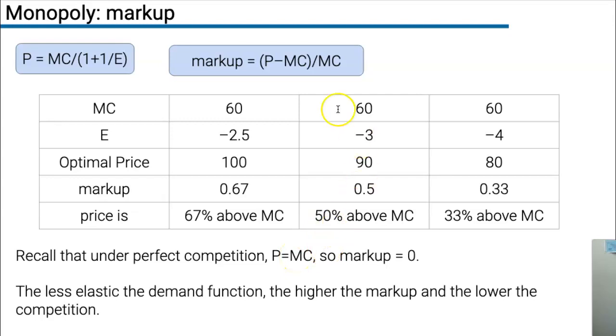And so it's a helpful rule of thumb using elasticity to identify the optimal price, and also a helpful formula to see how much over the marginal cost the company can charge to see how much market power it has.